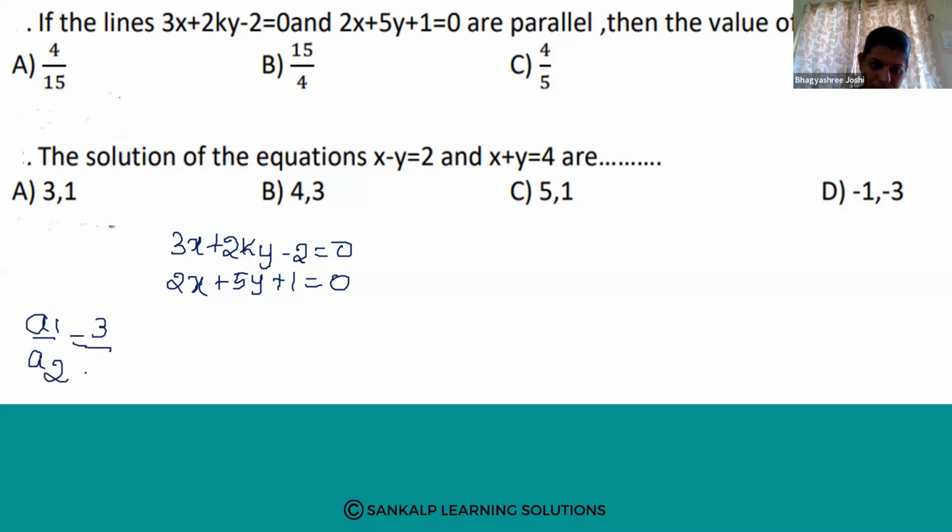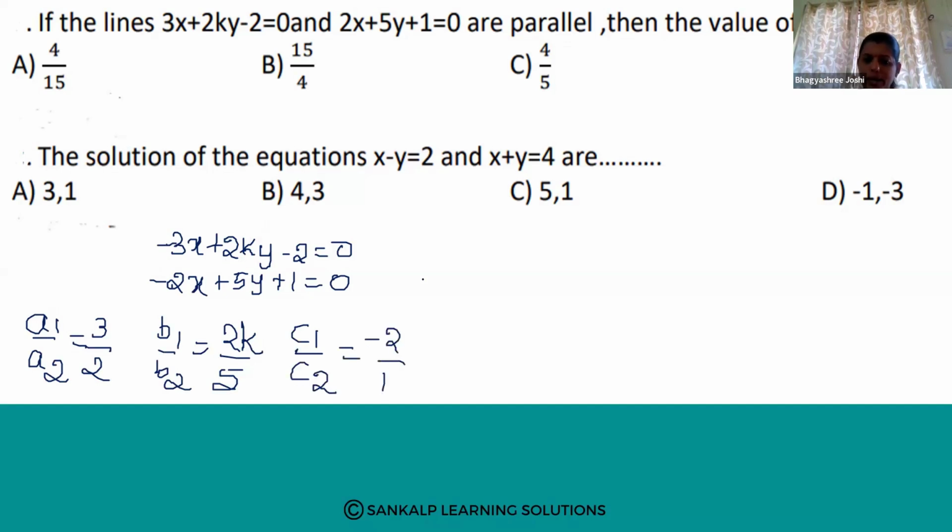A1 is 3 divided by 2. This is A1 value, this is B1 value. A1, A2, sorry. B1, B2. B1 value is 2k here, right? And B2 value is 5. So 2k divided by 5. C1 divided by C2. C1 value is minus 2 divided by 1.